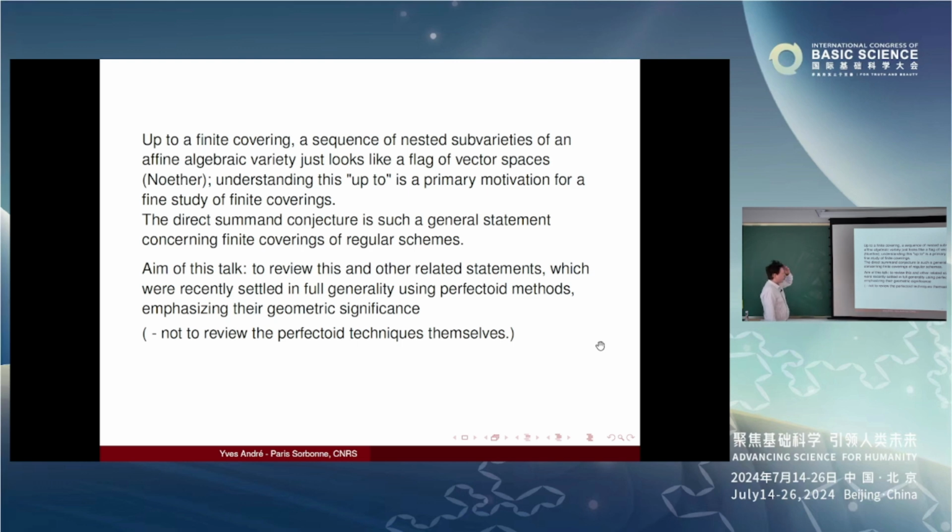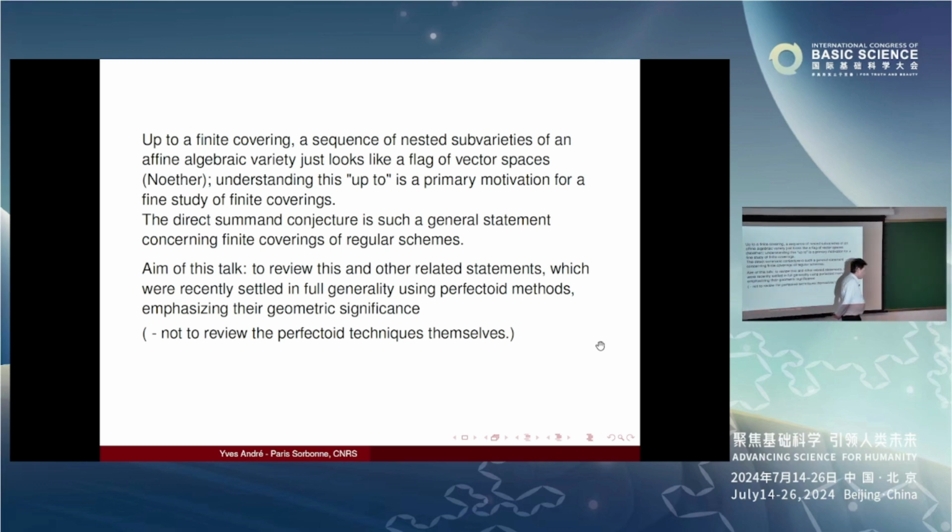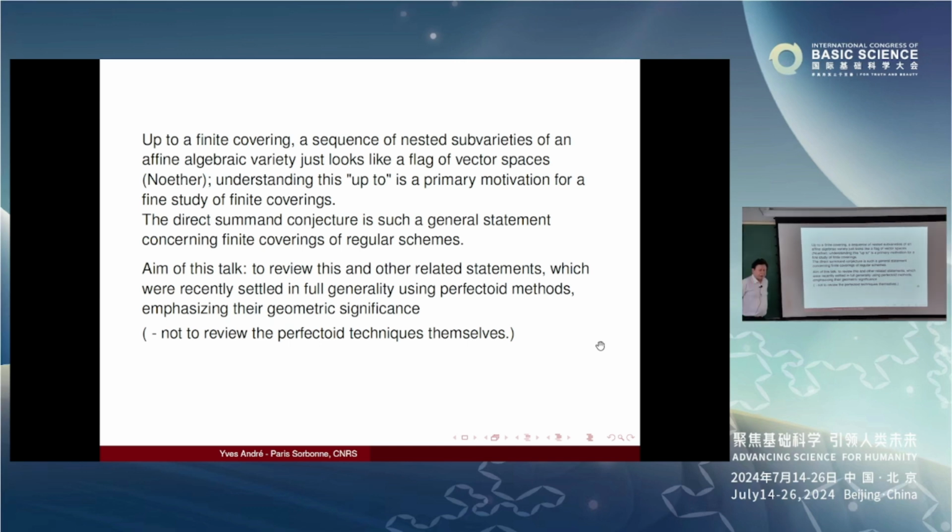And so the direct summand conjecture, which is now a theorem, is a very general and elementary looking statement concerning finite coverings of regular schemes. In fact, it says that if you have a regular commutative ring, and a finite extension, finite in the sense of module, an algebra which is finite over this ring, then it should split in the category of modules over the small ring. That's a very elementary looking statement, but it looks strange from the viewpoint of algebraic geometry. What does it mean that a finite extension splits in the category of modules?